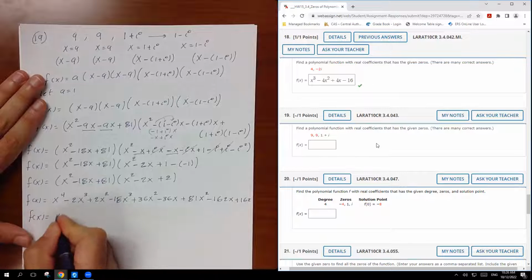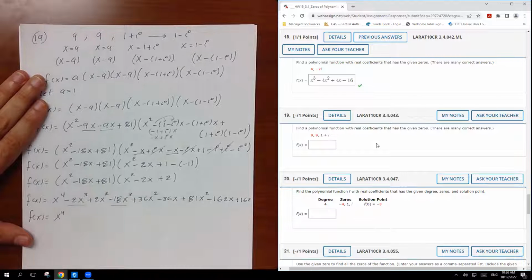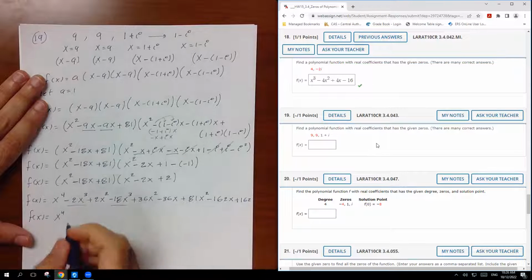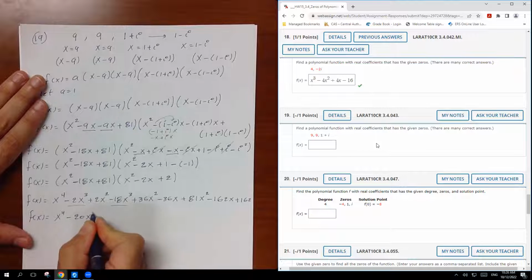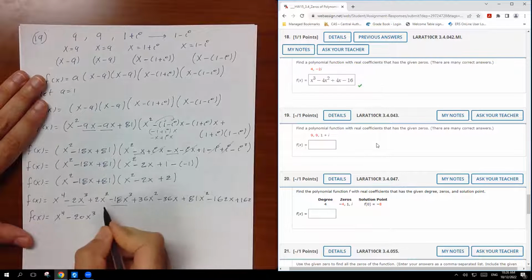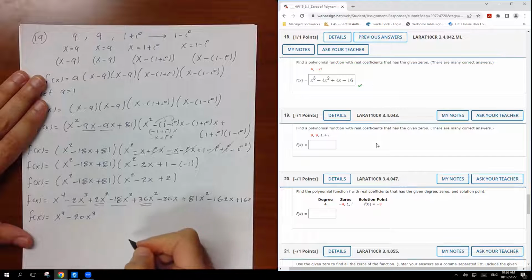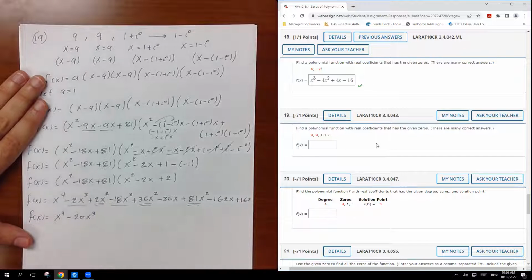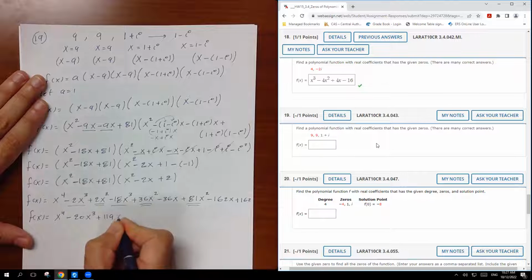So f of x is going to be x to the power 4, which is this one. This is x cubed. This is x cubed. So combine these together. So it's going to be minus 20x cubed. Now this is squared, this is squared, and this is squared. So we have to combine these together. So it's going to be 81 and 36 and 2. Let's check that again. 81 plus 36 plus 2. Yeah, 119. So this one is going to be plus 119x squared.